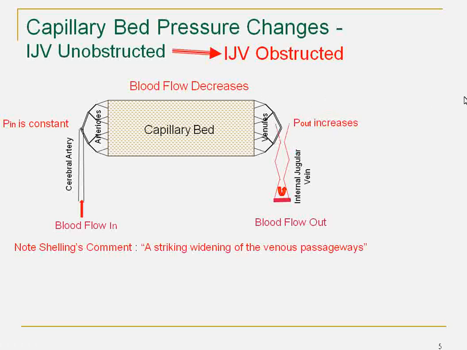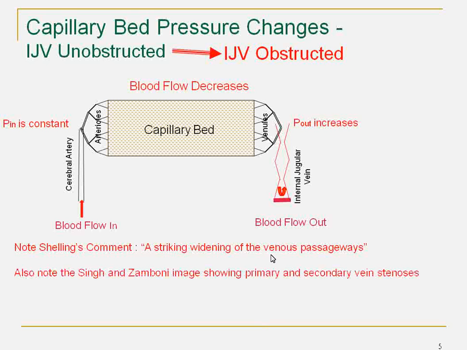Schelling also made a comment in his writings, and this is a quote, that he saw a striking widening of the venous passageways. He's talking about the venule end of the capillary bed. The drainage veins, the internal jugular veins, etc., are increasing in their diameter as they get closer to the venules. So what we predict in theory looks like it's being observed in practice.